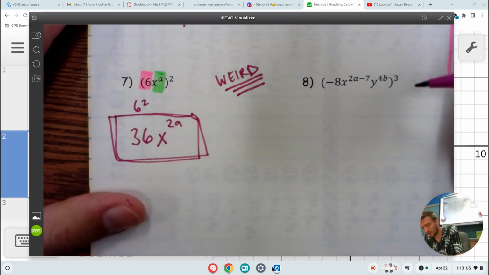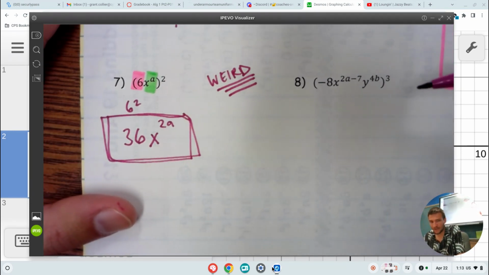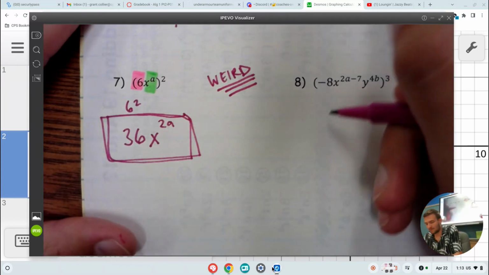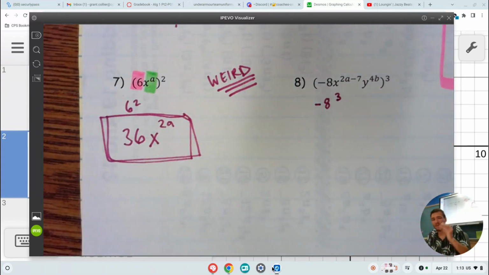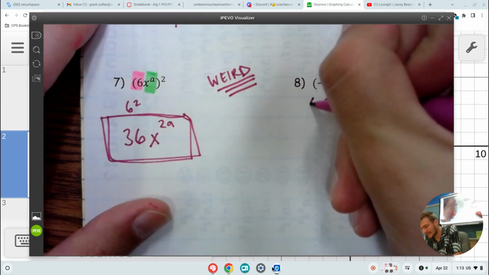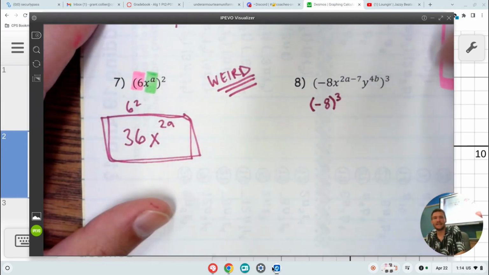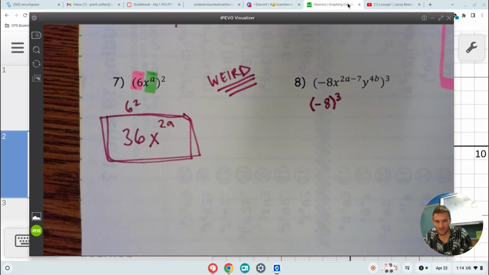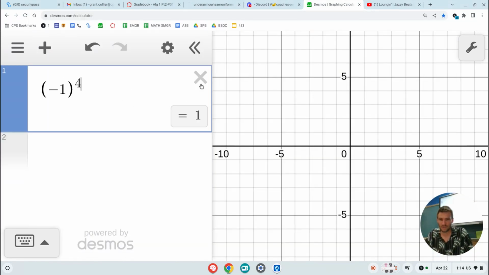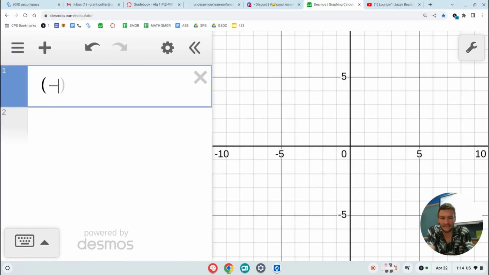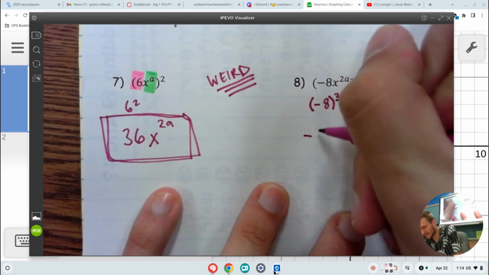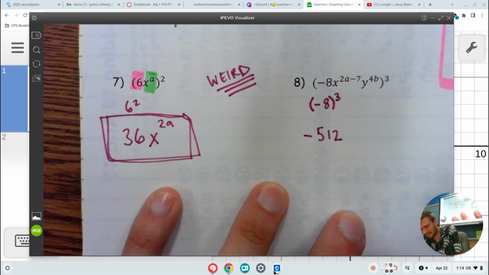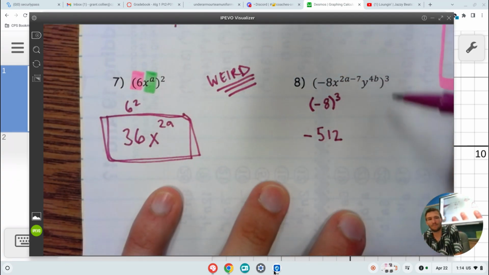And the last one, this one is very weird, but it's not that tough. -8 cubed. Be careful, we need parentheses if we have especially negative numbers. So I need to do parentheses -8 cubed, which is -512. And then I'm just going to multiply this stuff by 3.